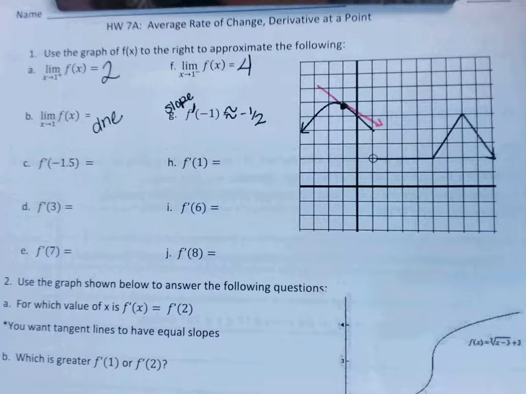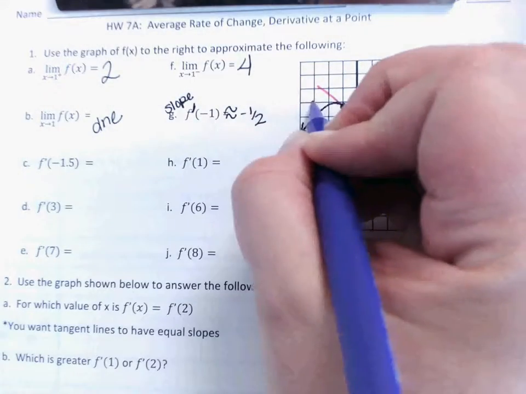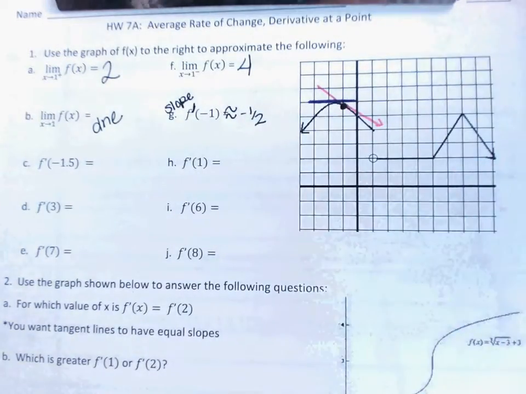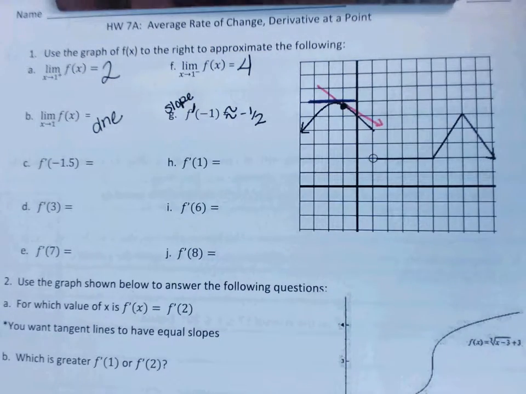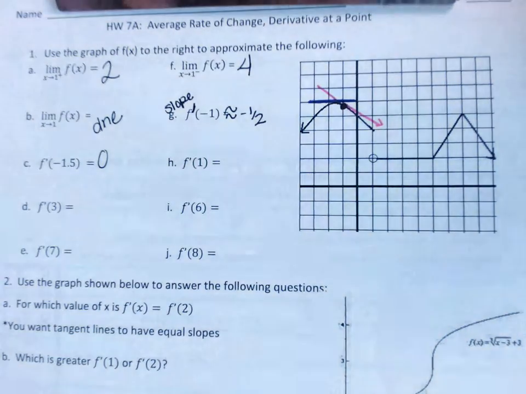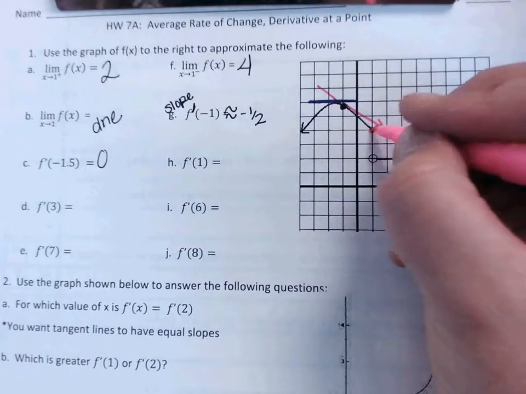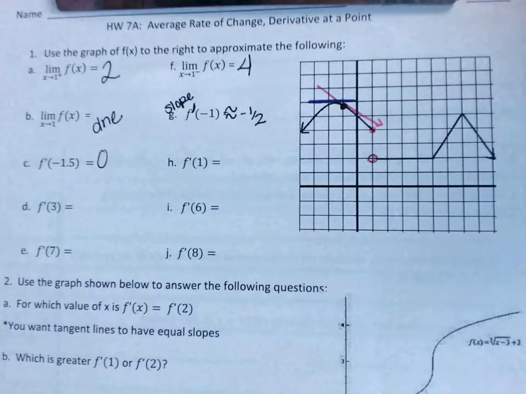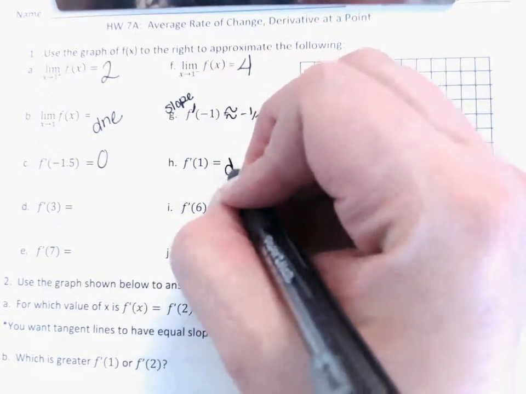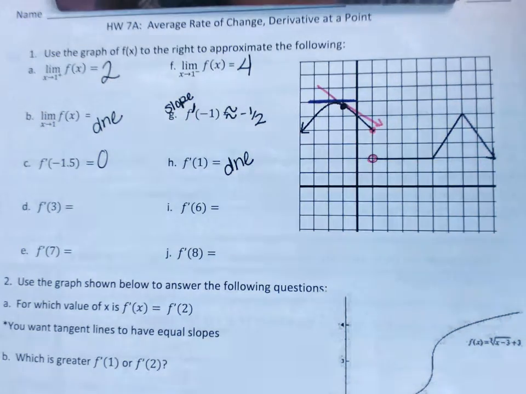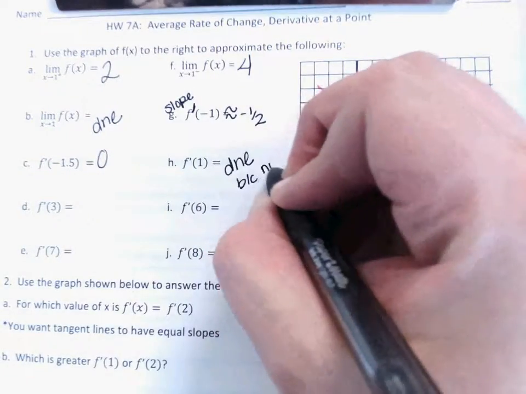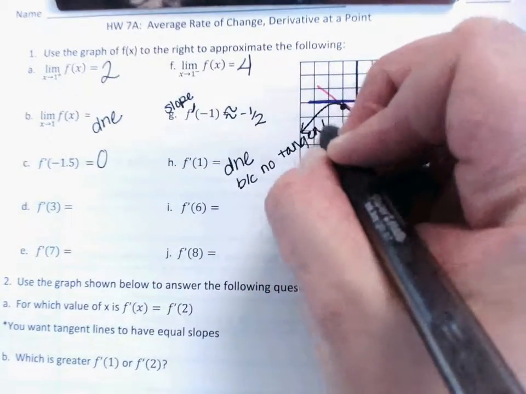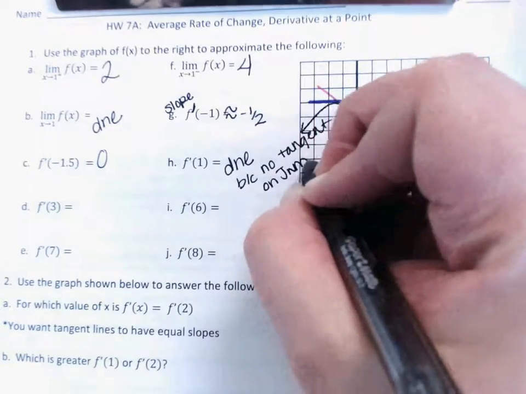Okay, what about at -1.5? Well, 1.5 would be here at the top. What's the slope at the top? 0. Very good. Okay, what about at 1? Come over here to 1. I look at my graph. I have a break in the graph. What's the slope of the tangent line at a break? Okay, because why? You can't draw a tangent line if it's not connected, right? So, because no tangent on a jump. Okay, hopefully you know what that means.